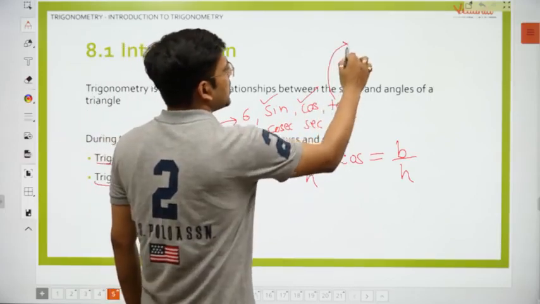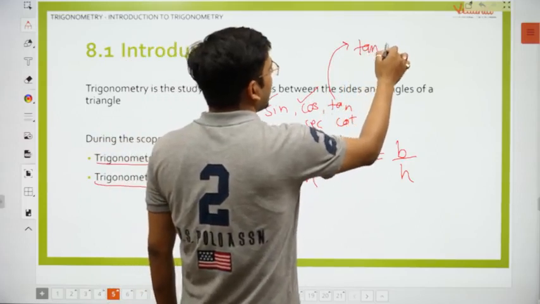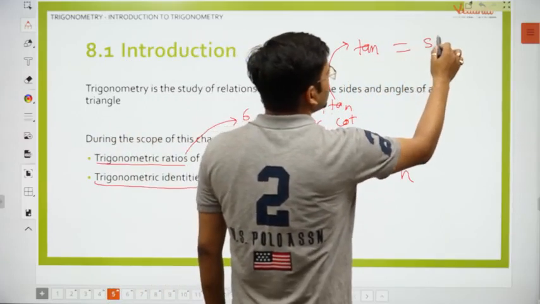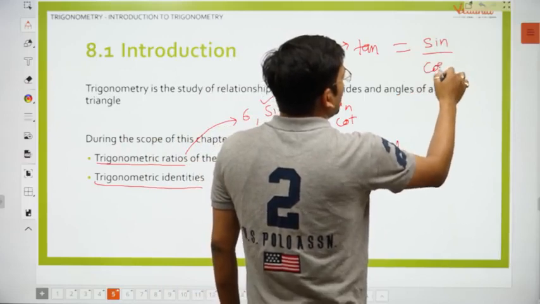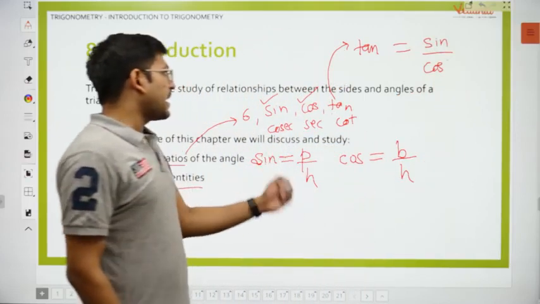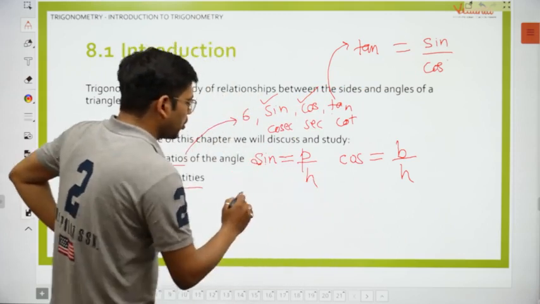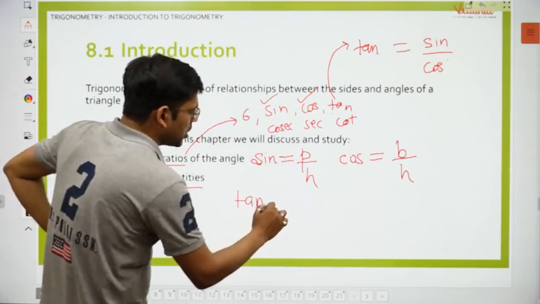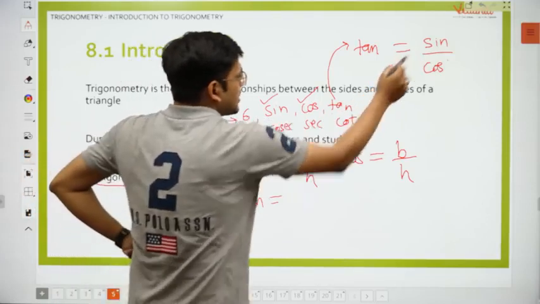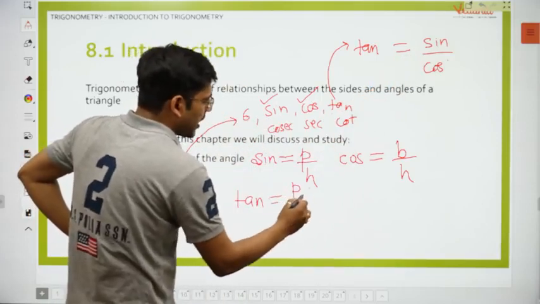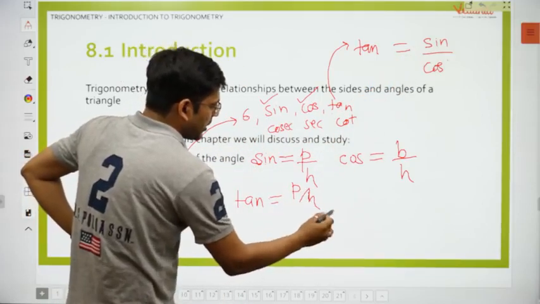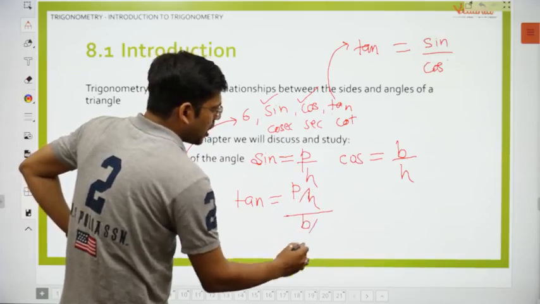You have got the sine and you have got the cos. Now tan. See, tan is always equal to sine upon cos. Always remember guys, tan is always equal to sine upon cos. So if you do tan is equal to sine upon cos, then sine will be p upon h divided by b upon h.